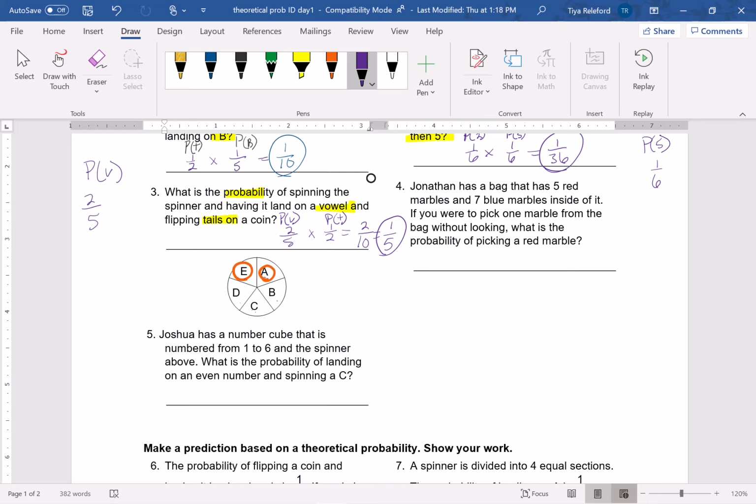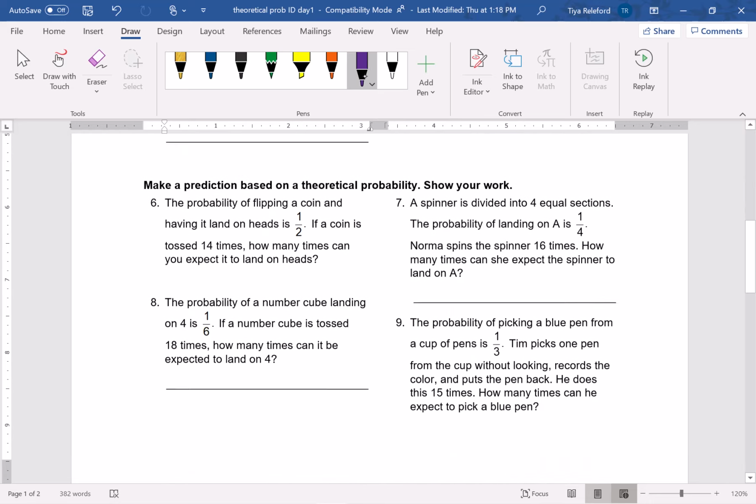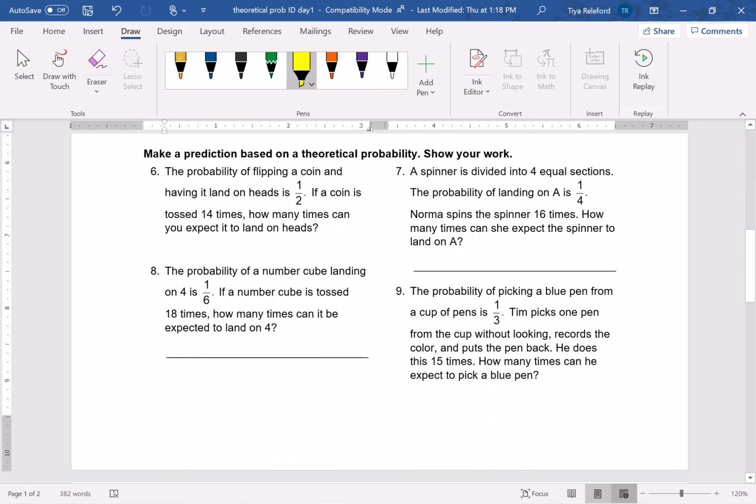Now I'm going to let you do number 4 and number 5 on your own, and then we're going to move to number 6. So hit pause, do 4 and 5 because you have to be able to do those before you can do number 6. If you can't do those, that tells me you're not ready. So hit pause and do those.